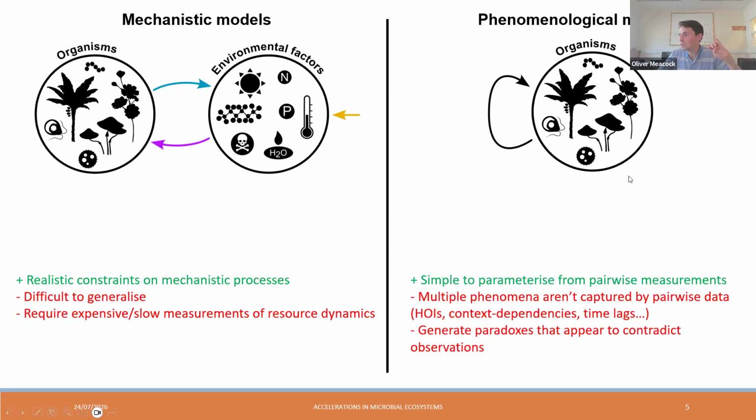Over here, in these phenomenological models, they're great because they're relatively easy to parameterize. You just need to measure these pairwise interactions between your populations, capturing that density-dependent regulation. But on the other hand, there's lots of phenomena that these models don't capture, and that's basically because we've lost this mechanistic detail. And also these models generate paradoxes that seem to contradict what we see in nature. I'll give some concrete examples later on of those paradoxes.